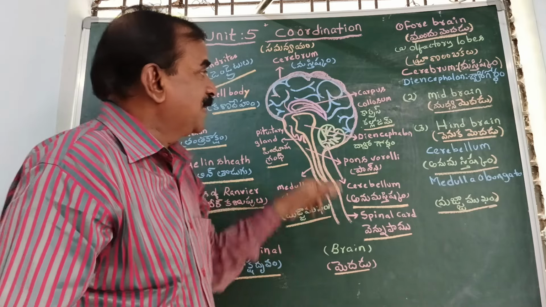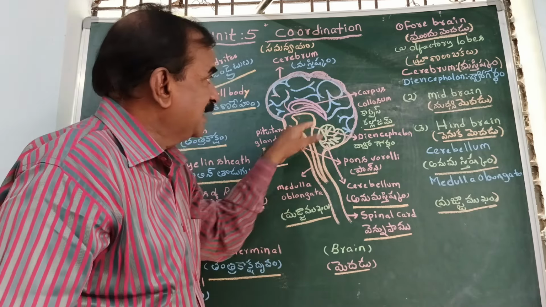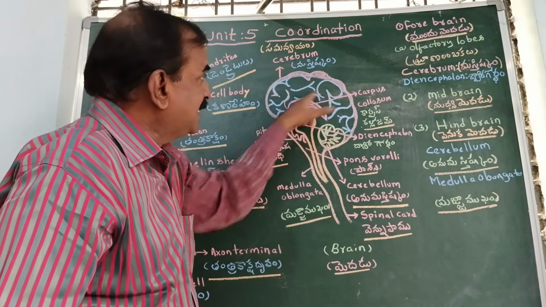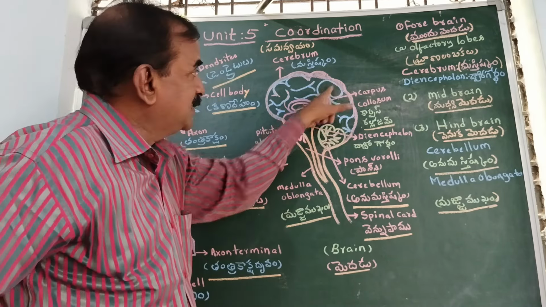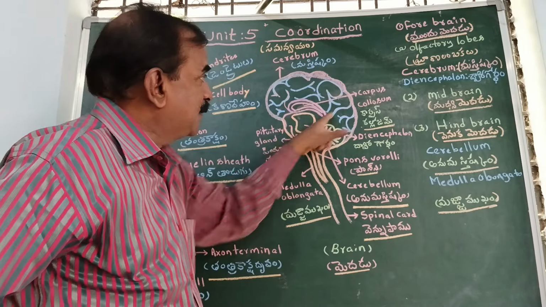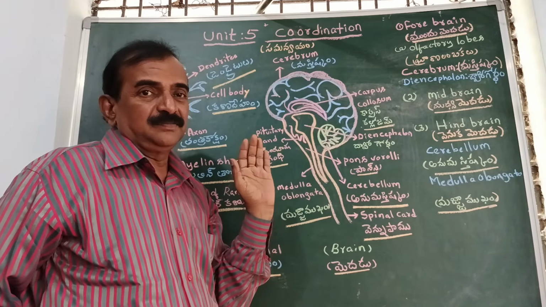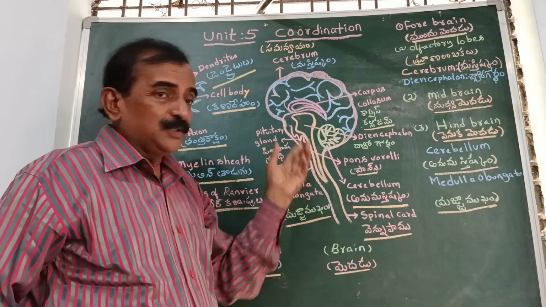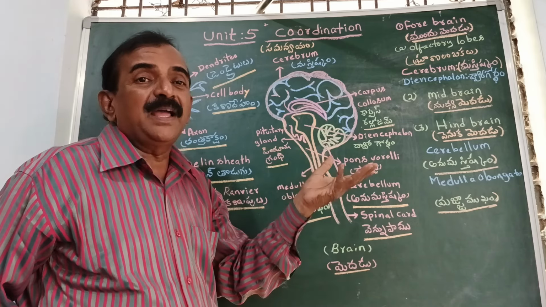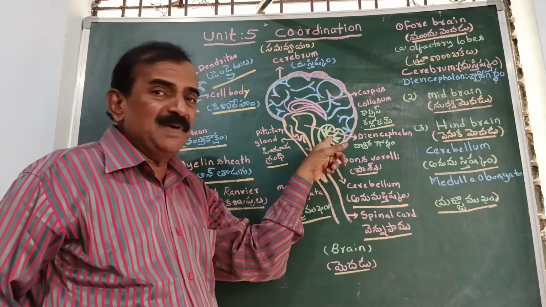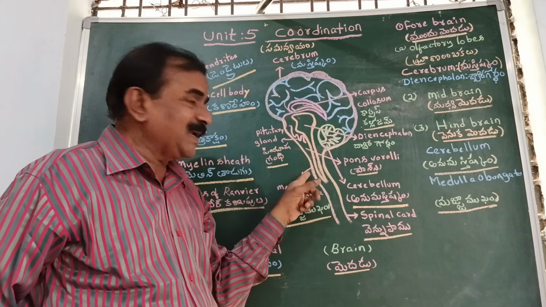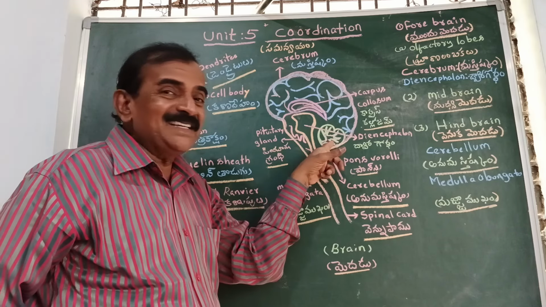Hindbrain. So this part is called hindbrain, this part is called midbrain, and this part is called forebrain. And hindbrain consists of two parts: they are cerebellum and medulla oblongata. This is cerebellum, and this is medulla oblongata. So this is called hindbrain.